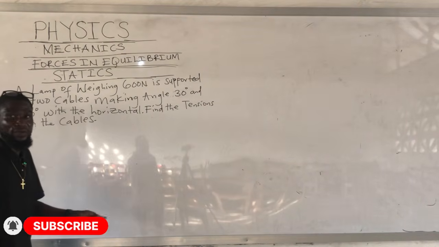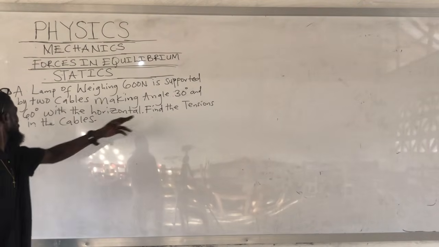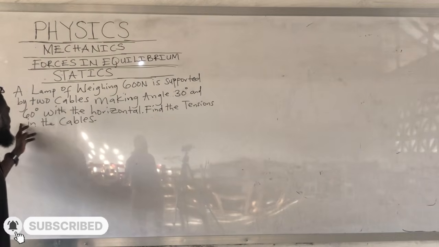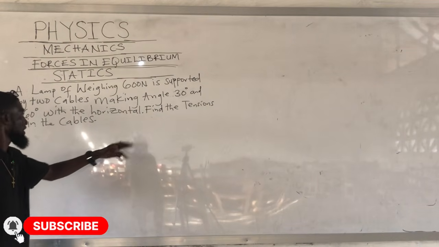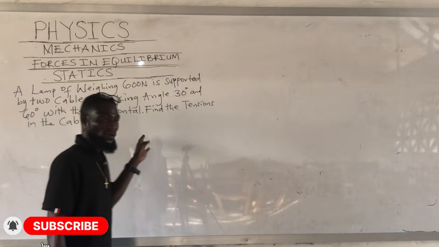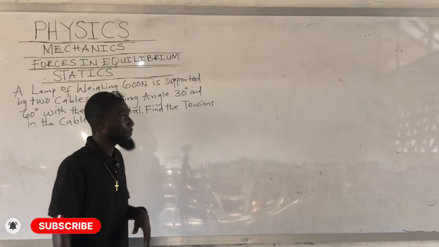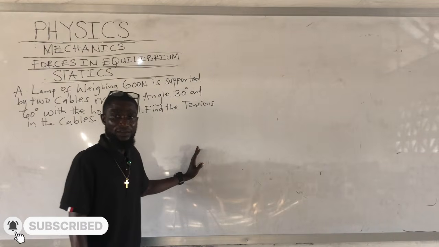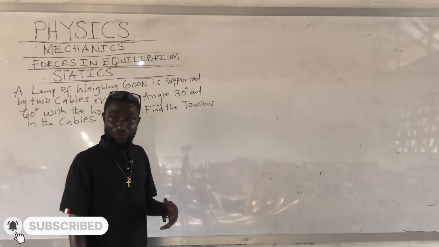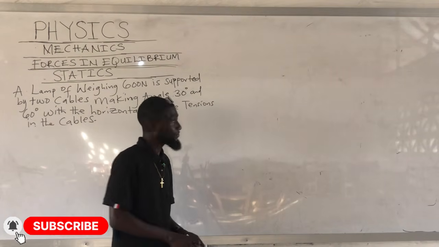In order to solve our problem, the problem is: a lamp weighing 600 Newton is supported by two cables, making angles 30 degrees and 60 degrees with the horizontal. Find the tensions in the cables. We don't know them, so we'll be looking for tension 1 and tension 2, which is T1, T2, and we'll be using both the horizontal and vertical equilibrium in combination with trigonometry, using our trigonometry values sine and cos.